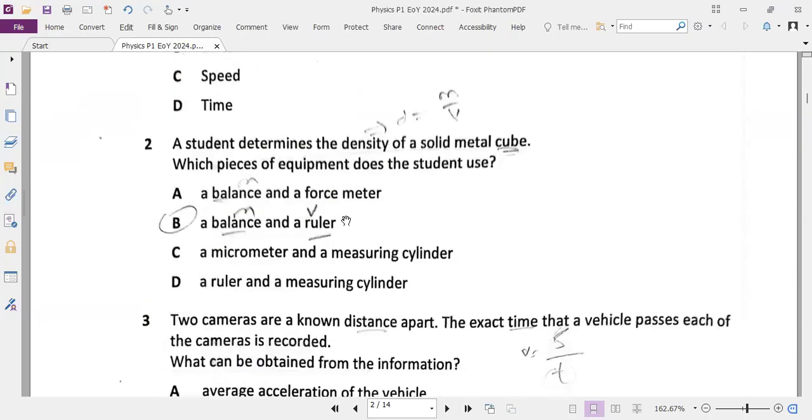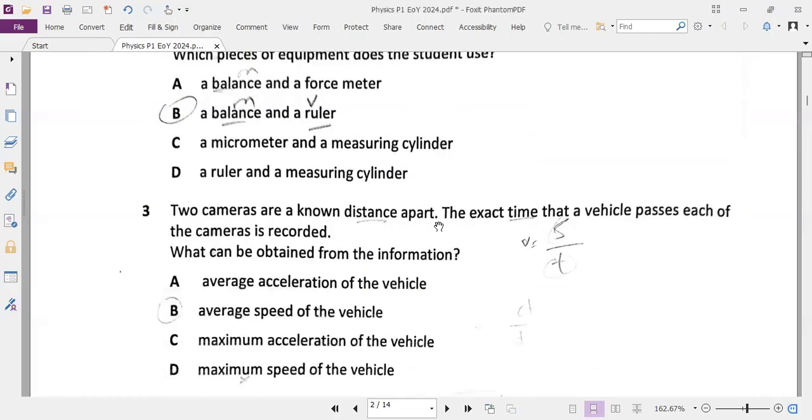Question number 2. To determine the density, we will need a balance and a ruler. With the balance, we will measure mass, and with the ruler, we will measure the volume of a regular metal cube, which is a regular shape. If it wasn't a metal cube, you would not use a ruler, but a measuring cylinder. So D would be the choice if it was an irregular shape.